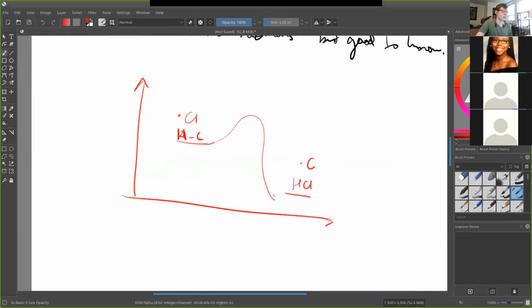Okay. Yeah, so regardless of how we draw this curve, this could be all the way up here, it doesn't matter, right? The energy of the reactants is going to be higher, right? So it's going to be closer to there.